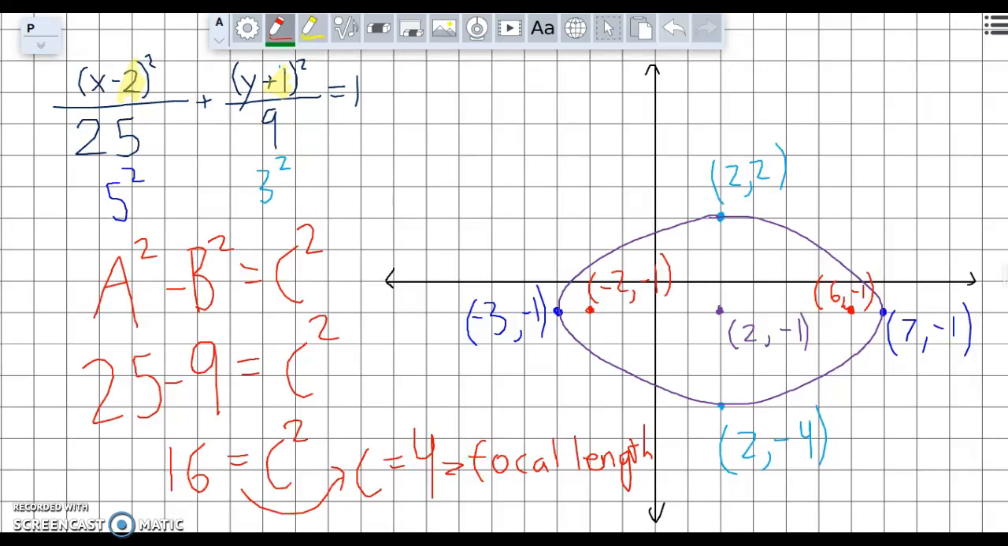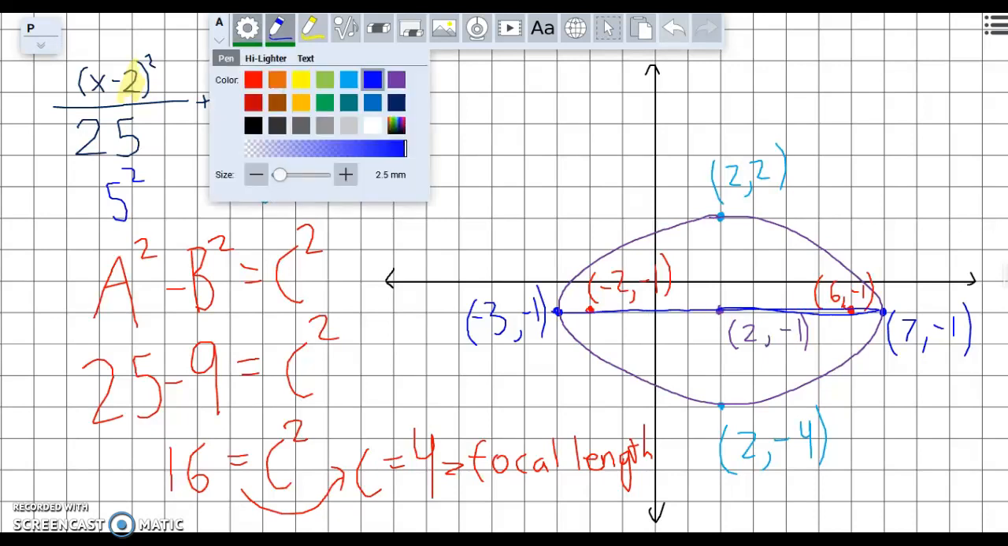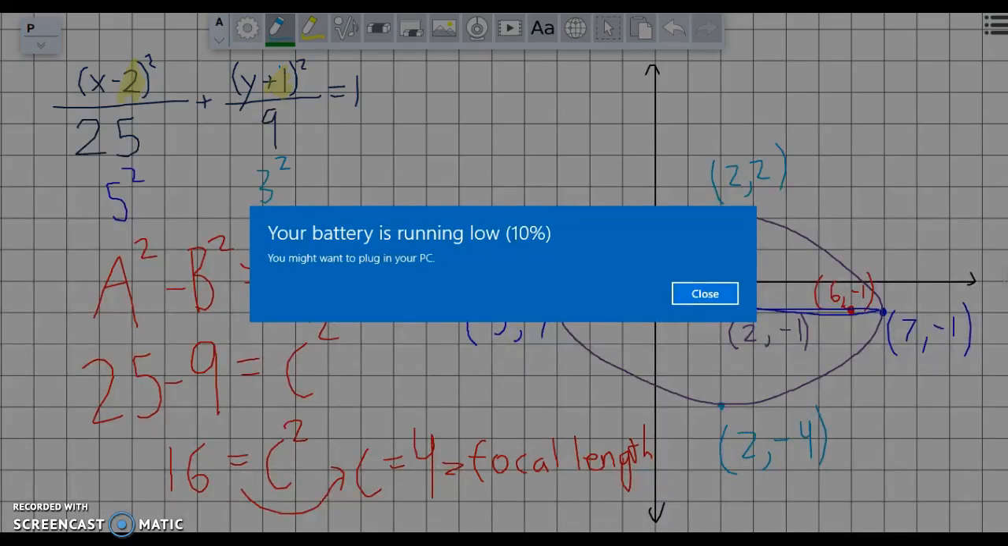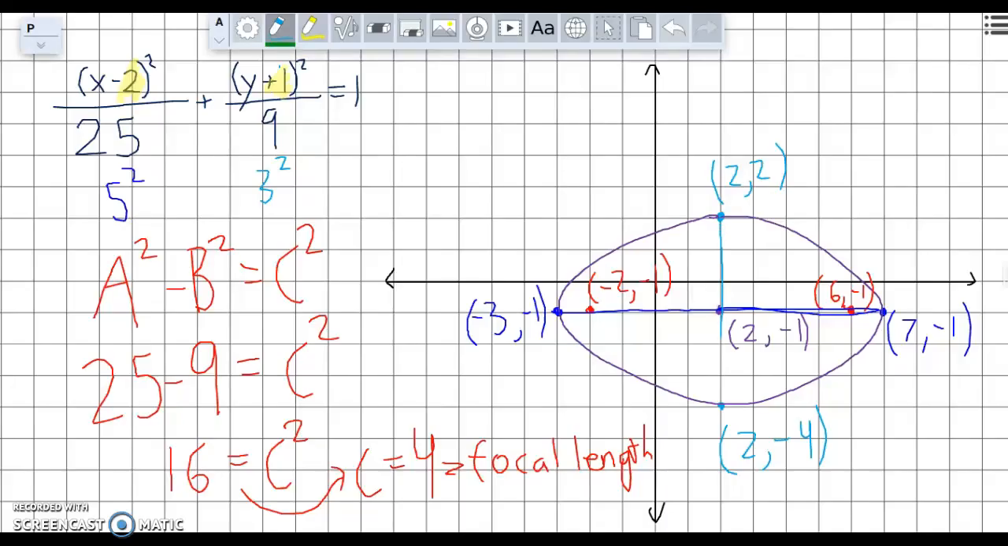I didn't point out which ones are the vertices and co-vertices. This line connecting these two and this line, sorry about that. I'm not going to redo this video just for that.